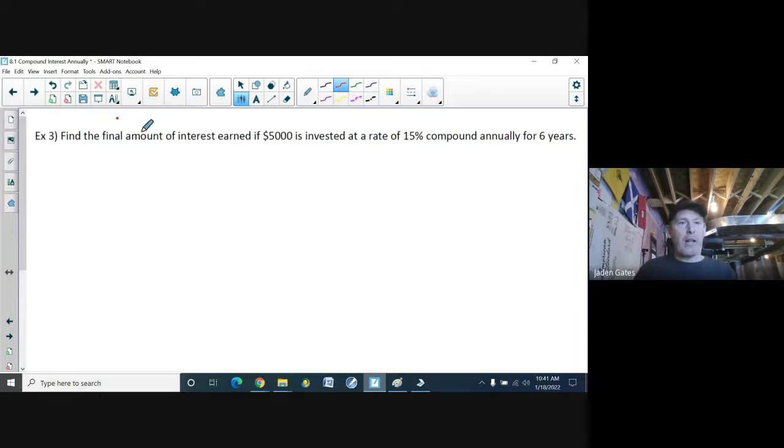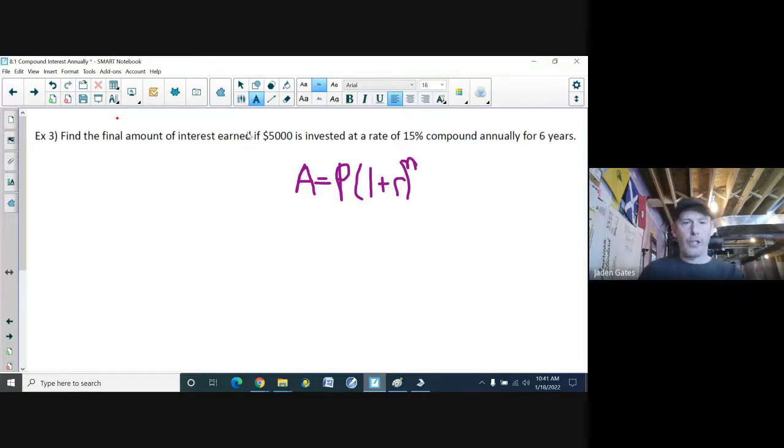Find the final amount of interest earned if $5,000 is invested at a rate of 15% compounded annually for 6 years. All right, so again, I know I'm going to end up using my formula here, so I'm going to write her down. We have my A is equal to P times 1 plus R to the power of N. All right. Let's see here. So find the final amount of interest.